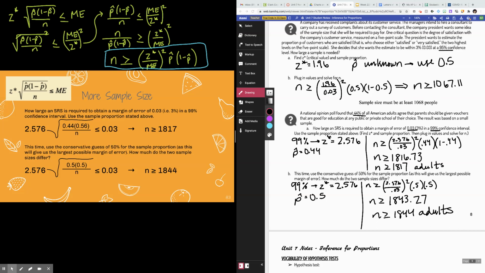Okay, so again, my z star value is 2.576, but this time p hat is 0.5. So I plugged all of my values into my formula. I didn't write 1 minus 0.5 here for the second one. I'm hoping that it's understood that 1 minus 0.5 is 0.5. Okay, and I plugged all of that into my calculator and got n has to be greater than or equal to 1,843.27. So I rounded that up to 1,844 adults.